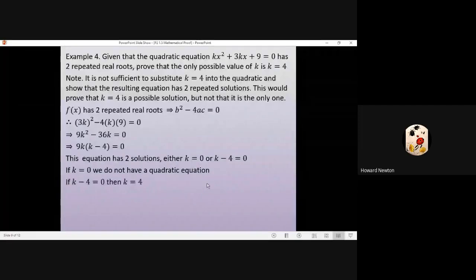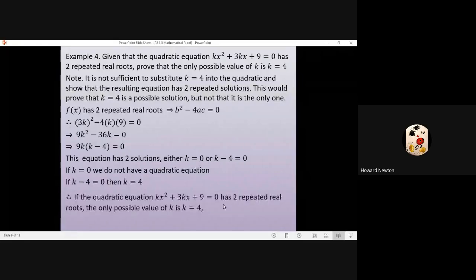And then you finish the thing off by saying, therefore, if the quadratic equation kx squared plus 3kx plus 9 equals 0 has 2 repeated real roots, the only possible value of k is k equals 4. Now, that is the end of the question. That is what they've asked us to do. But it's worthwhile just substituting k equals 4 in to see what's going on if k is 4.